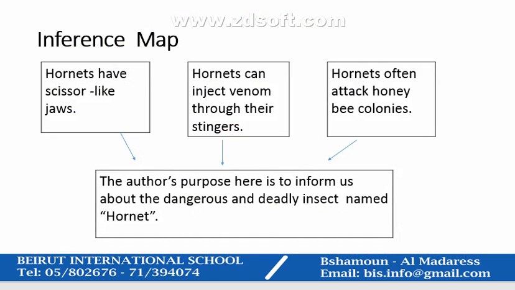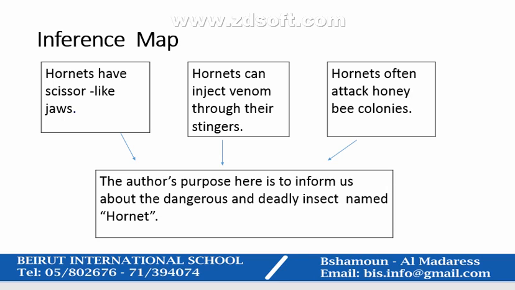So the author is informing us, giving us more facts about this deadly insect. What you're going to do with this inference map is to put three main details from the text, the most important details, and eventually tell me by the end what was the author's purpose from this text. What was he informing us about?